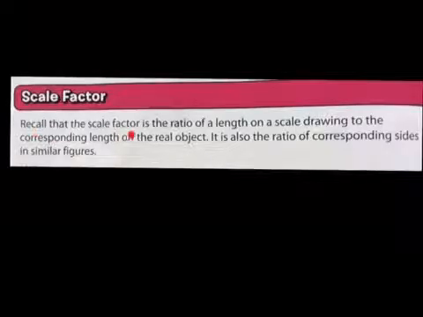Okay, let's recall that the scale factor is when we measure, right? When we use the same unit of measurement. Okay. So here it says, let's recall that the scale factor is the ratio of length on a scale drawing to the corresponding length on the real object. It is also the ratio of corresponding sides in similar figures.